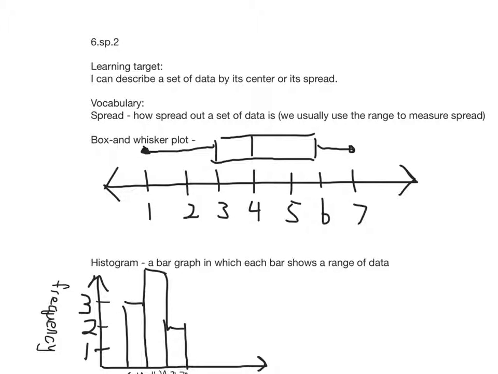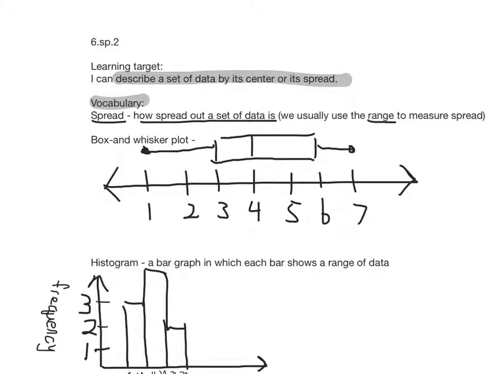All right, 6.SP.2, describing a set of data by its center or its spread. That's the fun you're having today. So your vocabulary words are spread, and that just means how spread out a set of data is, how far apart the numbers are. We usually use range to measure spread.